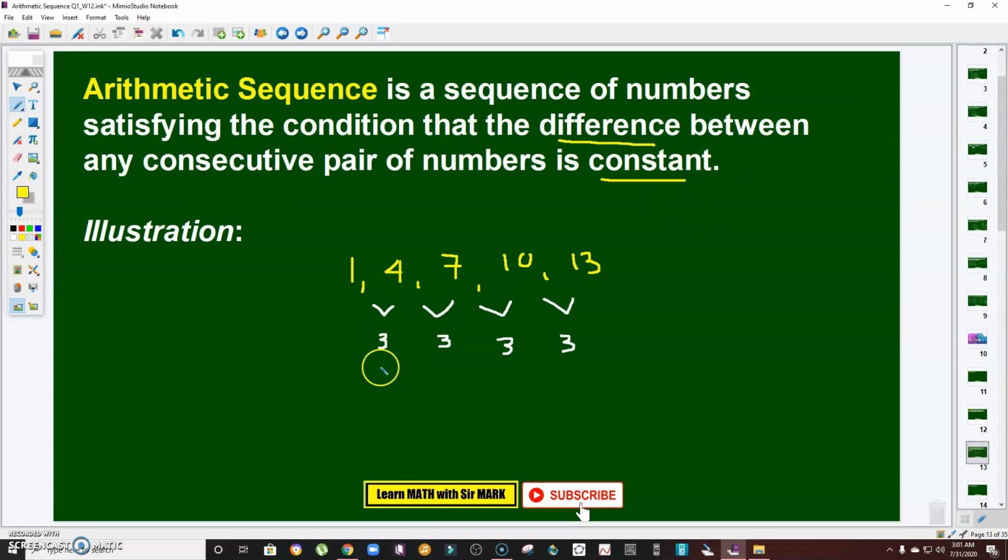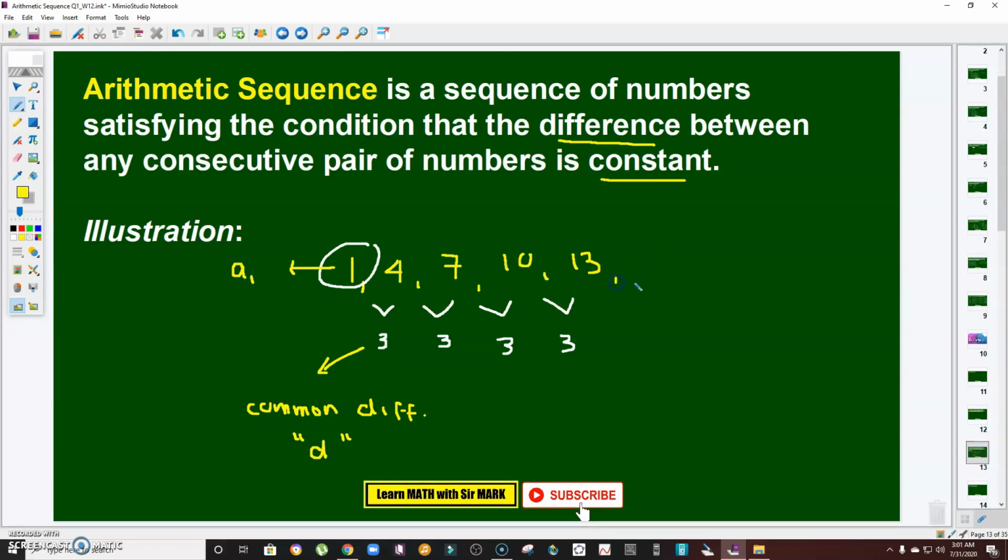And actually, that difference, this 3 here, we call it the common difference. See that? And usually, we denote it by d. Now, in addition to that, if d is my common difference, this 1 here, we call this one the first term. What I have here is the first 5 terms.